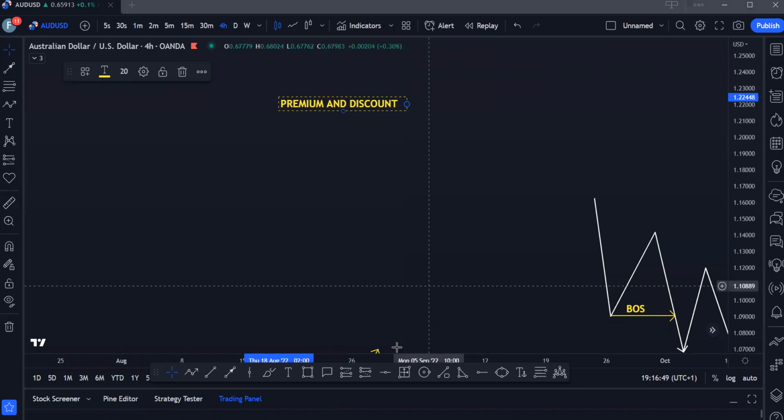Okay. Type your response in the chat box. Will you prefer to buy at a premium or buy at a discount? Afolabi said discounts. John said discount as well.